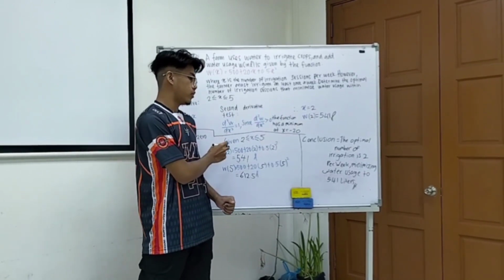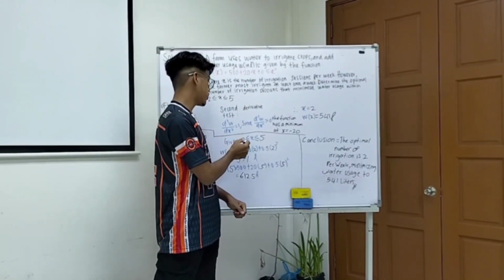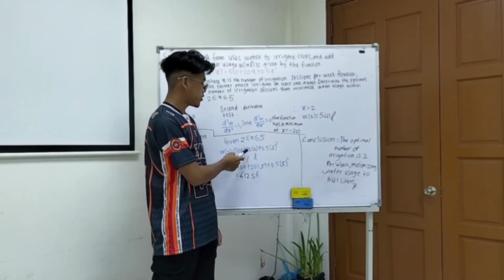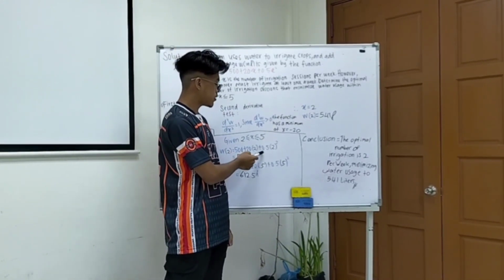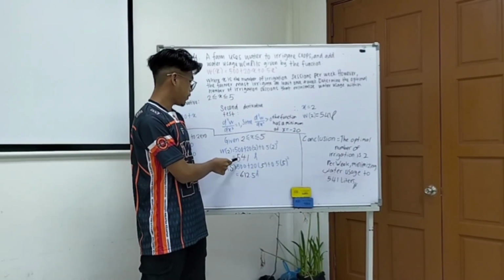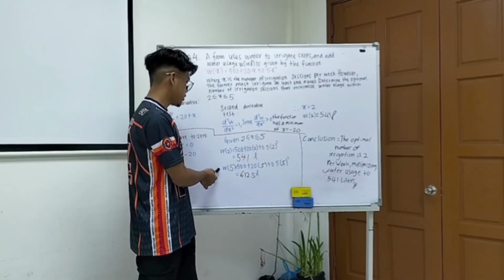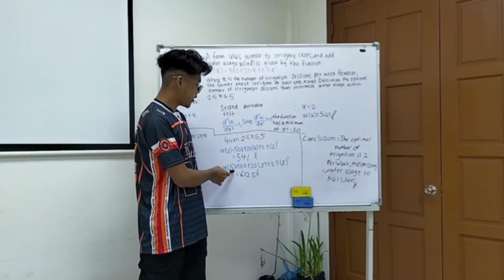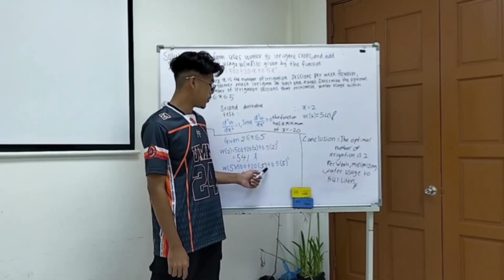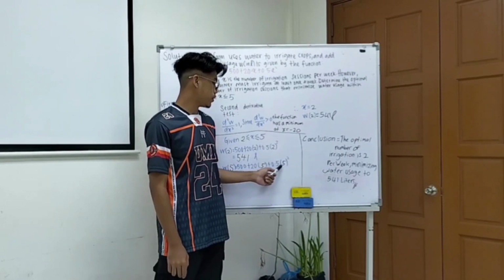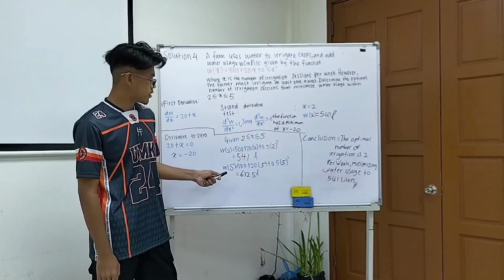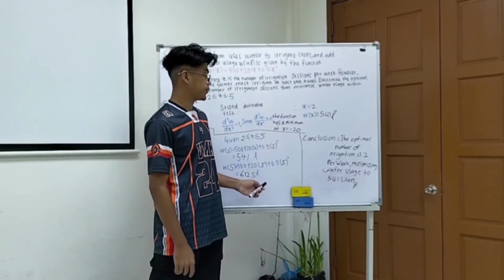Given x more than or equal to 1 and less than or equal to 5, W(2) equals 500 plus 20(2) plus 0.5(2) squared equals 541 liters. The second one is W(5) equals 500 plus 20(5) plus 0.5(5) squared equals 612.5 liters.